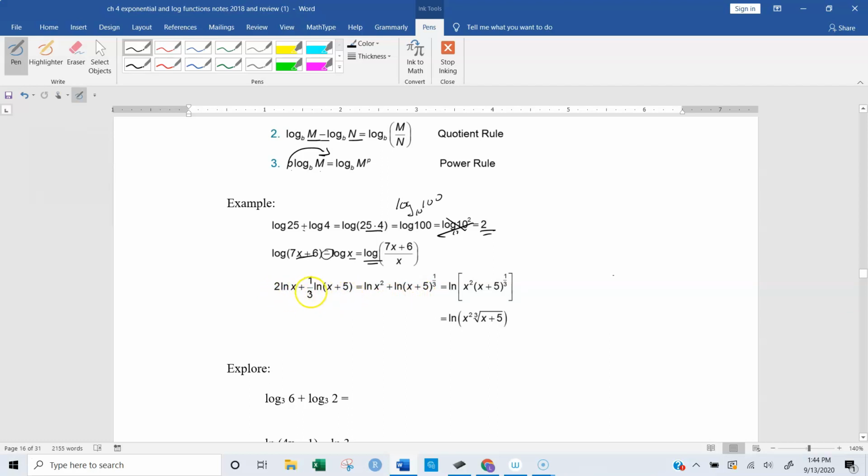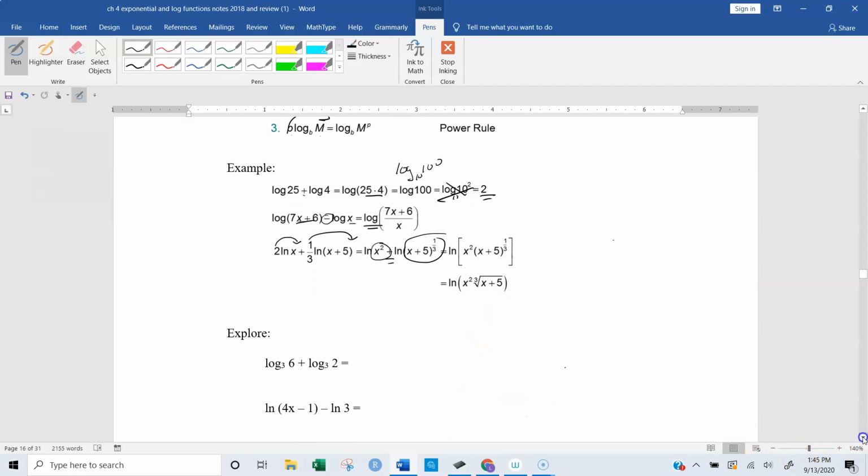So first thing, we have things in front of our natural log, so we need to bring those up because that's our power rule. So that's x squared, and this is x plus 5 to the 1/3 power. Now we look here, and the plus means multiplication. So it's natural log of x squared times x plus 5 to the 1/3 power. And that's done. We can rewrite it in cube root if you want, but this is just fine.